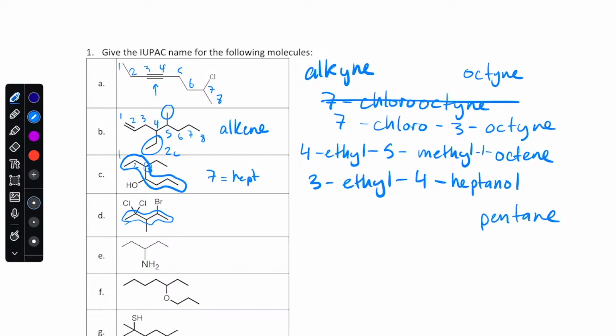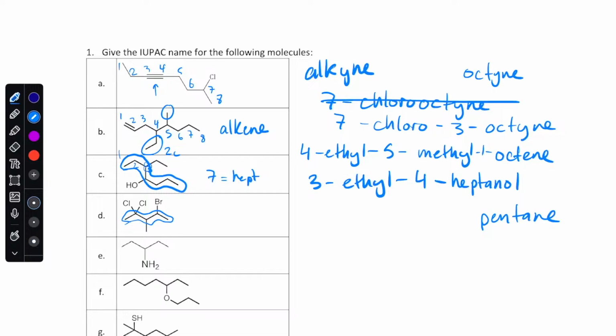And then we list all of the things that are attached. So we have to number this to give the lowest possible number to the first substituent. If we start from the left, the chlorine gets number 2. And if we start from the right, the bromine gets number 2. So it's a tie. So what we do is we cross them out and then start again looking for the next substituent.